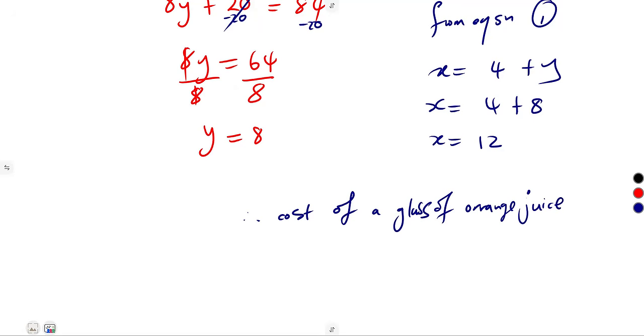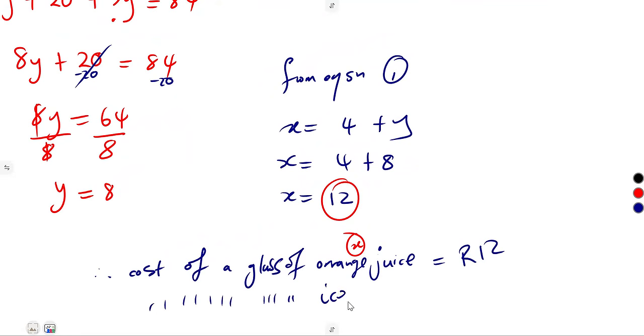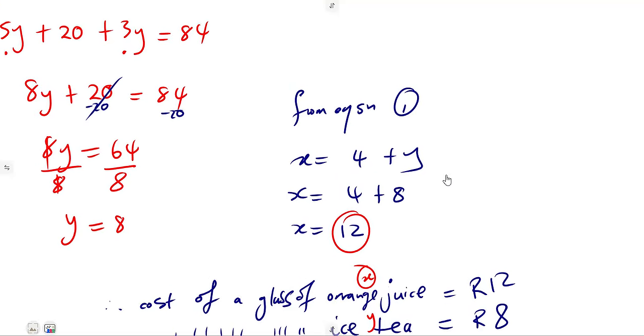Remember, the orange juice is represented by x. So that's 12, which is what? 12 rand. And we have got y there, which is the cost of a glass of what? Of iced tea. Considering the iced tea, that is 8. Remember, it is represented by y there. So that is 8 rand. So that was the condition of your question, just like that.